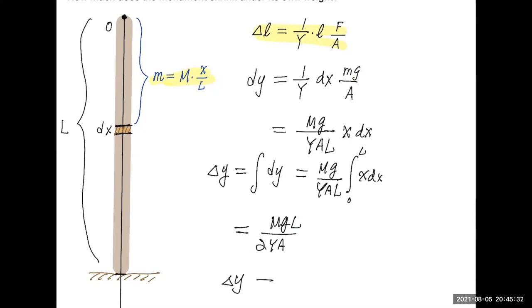Can I write this as 1 over Y times the length L, and then I can use big L if I want to, times the average force applied divided by A? Can I do that? Well, yeah, you can always do that if you can find the proper average. Now, the force that compresses a certain segment varies from 0 at the very top to the whole weight mg at the very bottom right here. What is the average value of that?